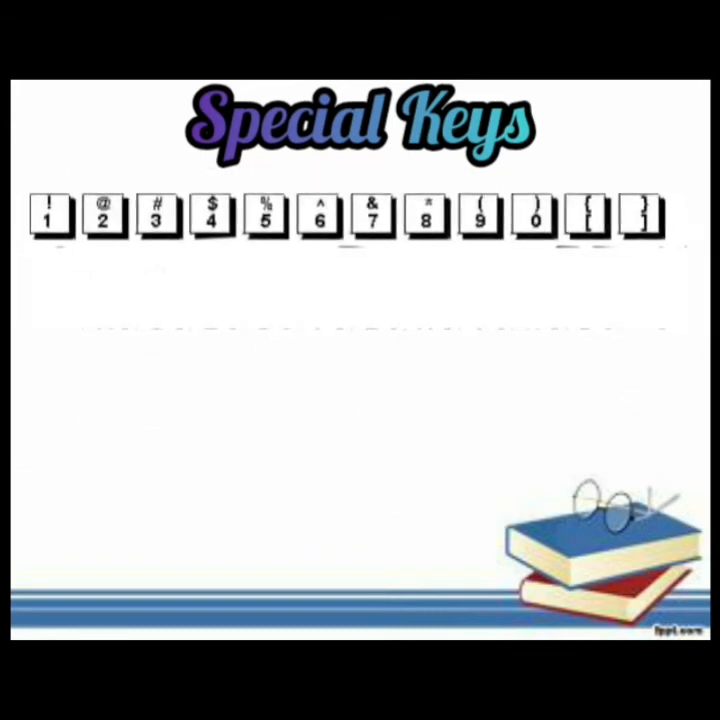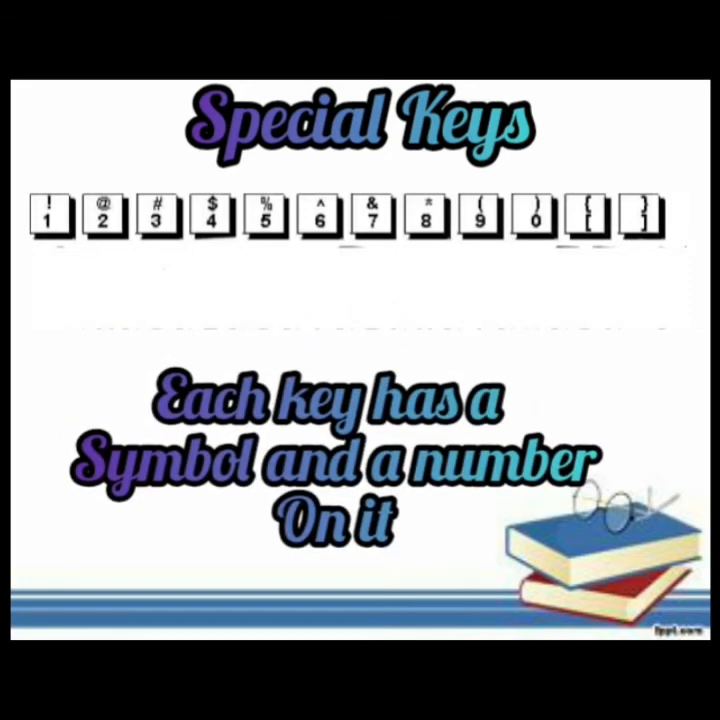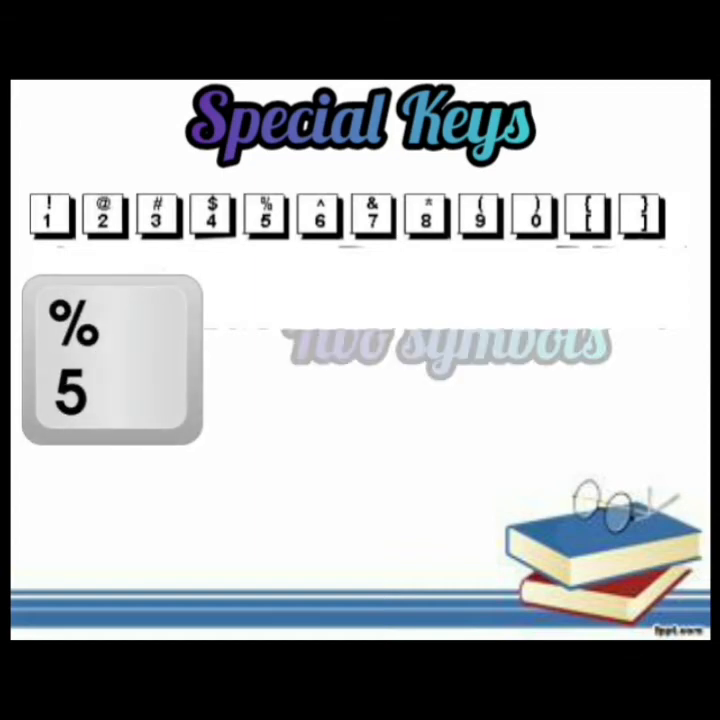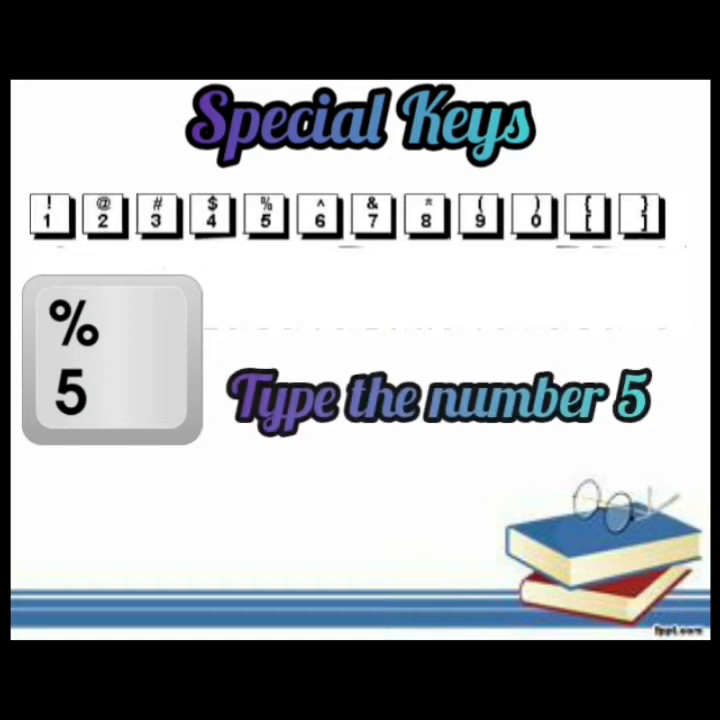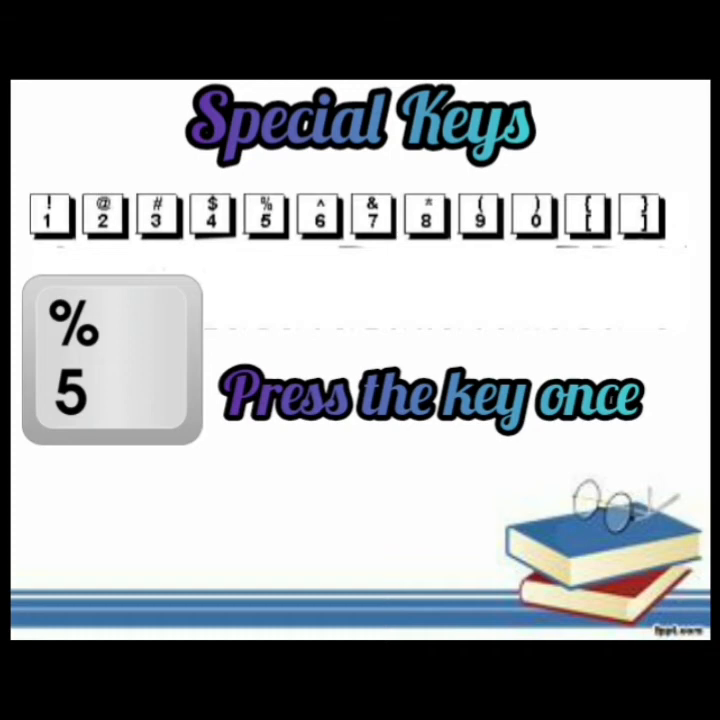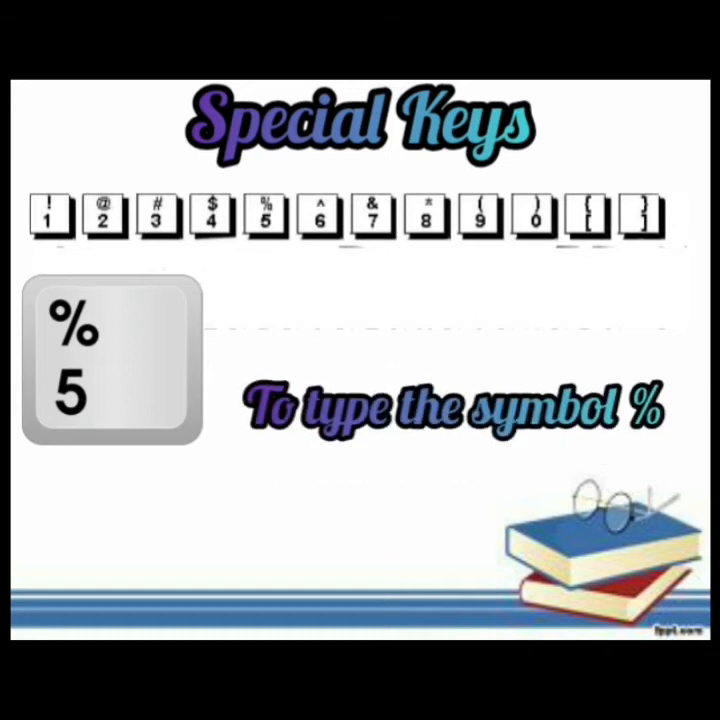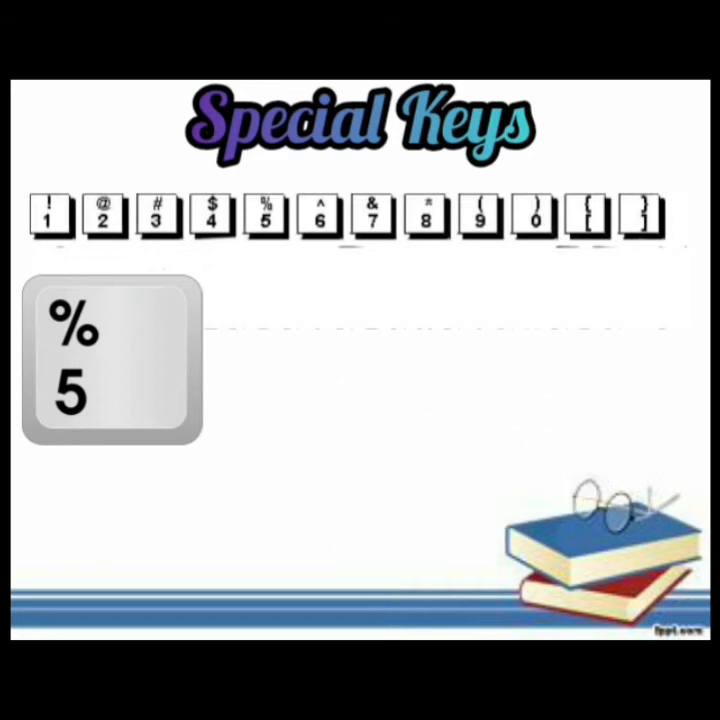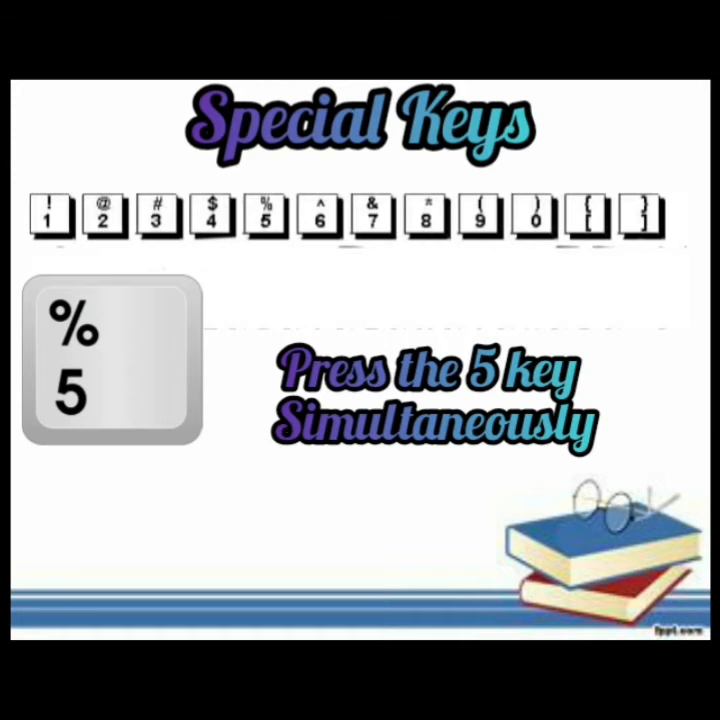To type the symbols above each key, observe the number key above the alphabet keys carefully. Each key has a symbol and a number on it. So there are many keys on the keyboard that have two symbols. For example, the number 5 key has percentage above it. To type the number 5, press the key once. To type the symbol percentage, press the shift key. It means hold it and press the 5 key simultaneously.